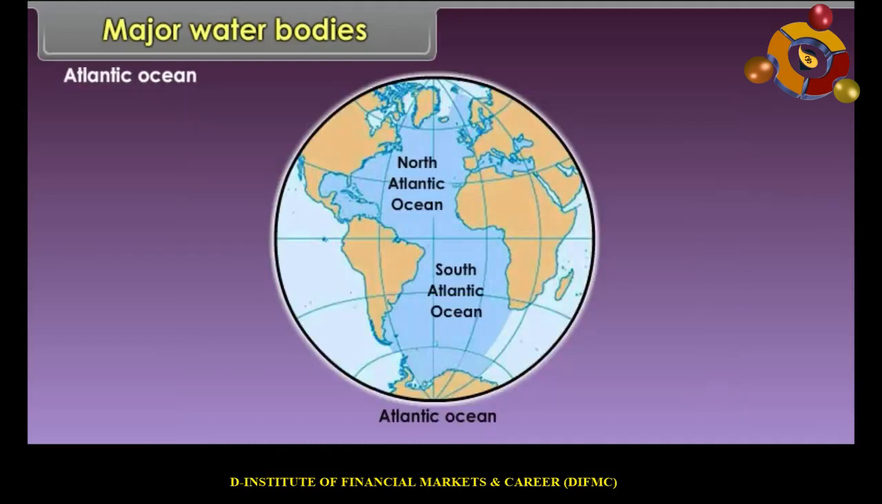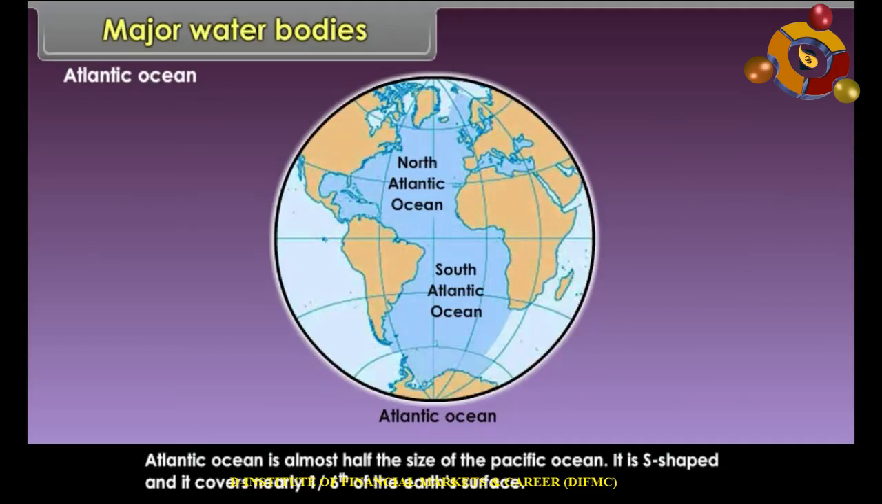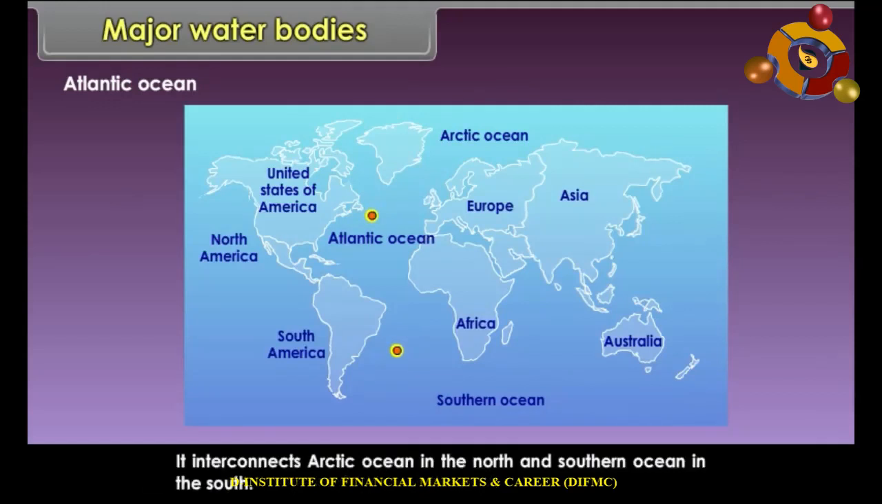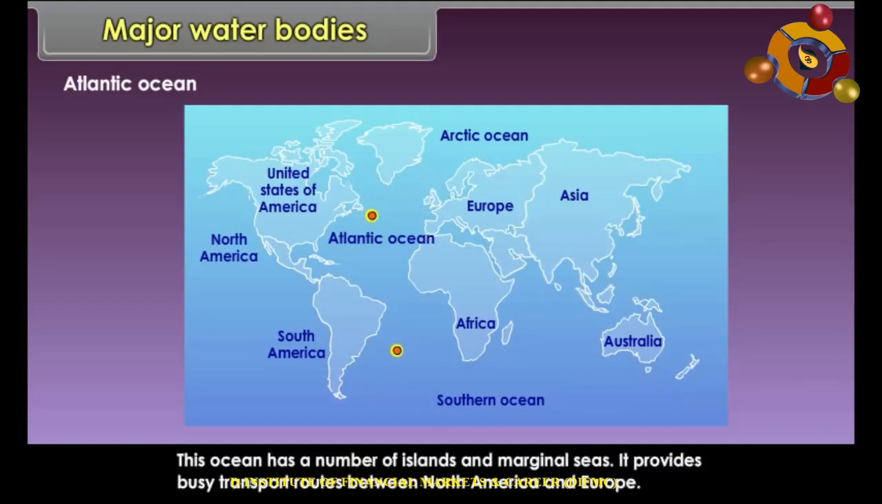Atlantic Ocean. Atlantic Ocean is almost half the size of the Pacific Ocean. It is S-shaped and it covers nearly 1/6 of the Earth's surface. This ocean is bordered by North America and South America on the west, Europe and Africa on the east. It interconnects Arctic Ocean in the north and Southern Ocean in the south. This ocean has a number of islands and marginal seas. It provides busy transport routes between North America and Europe.